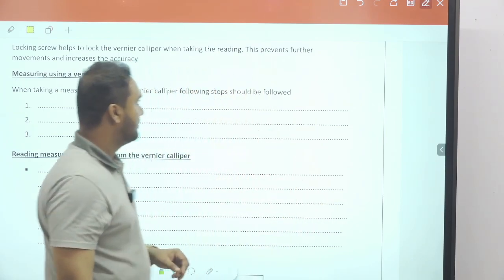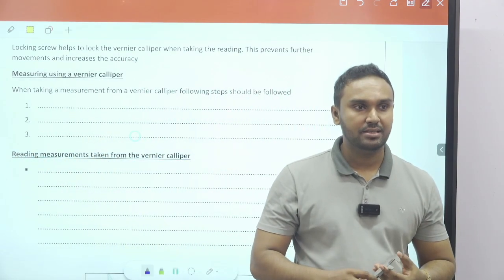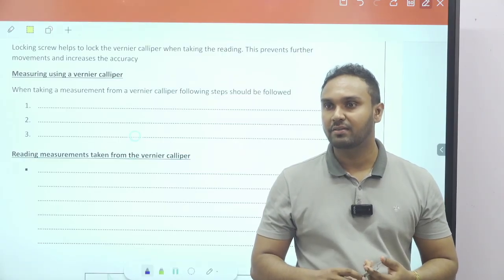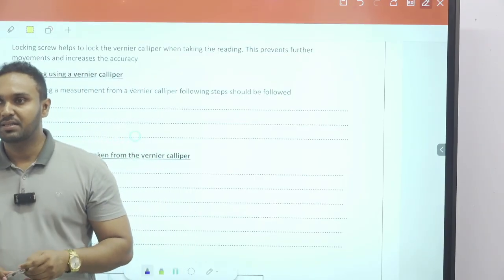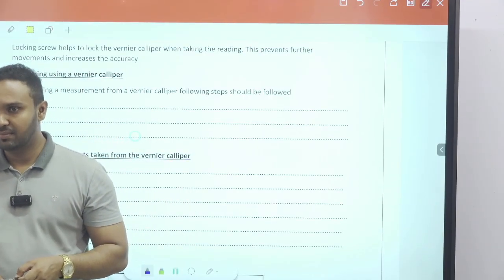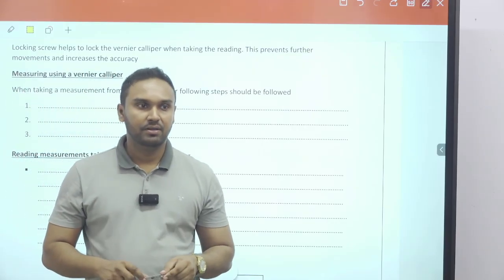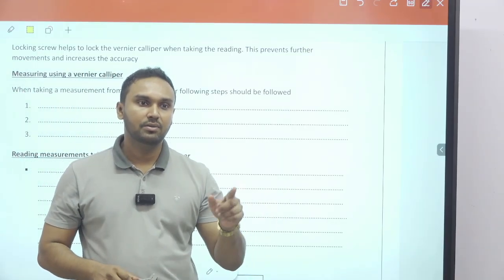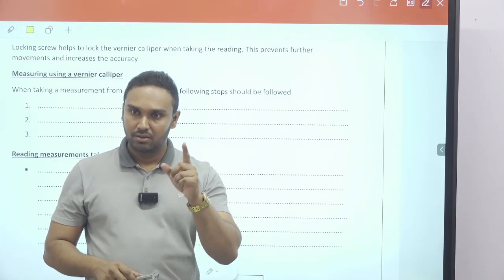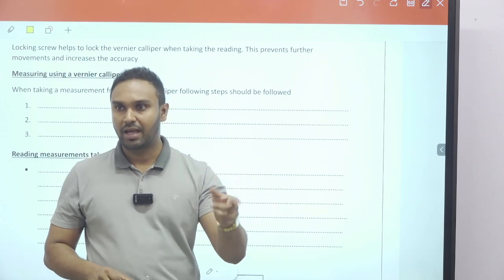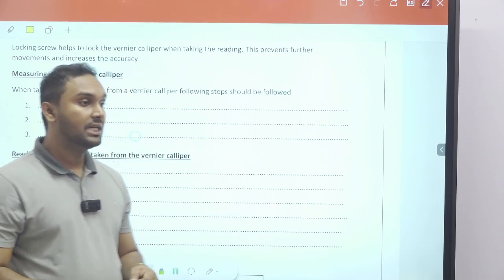So the first thing you have to do is check for the least count, because the least count is important when you are taking the measurements. When you are calculating the vernier scale value, you multiply the least count by the vernier scale reading. So you have to know the least count to calculate the measurement. The first thing you have to do is find the least count.